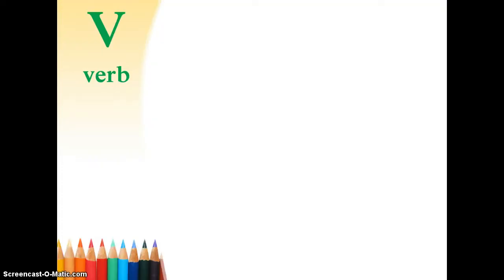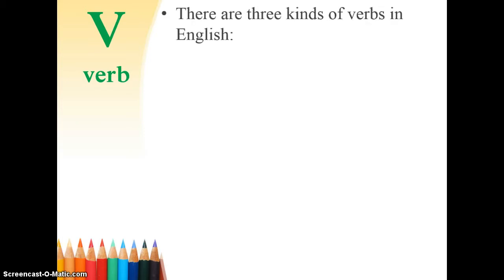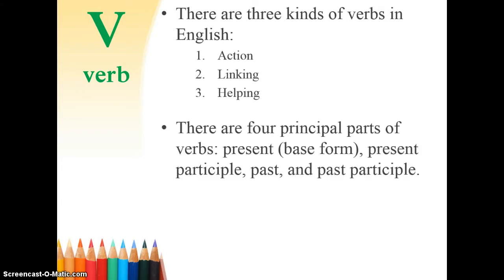The first letter in our acrostic is V, which stands for verb and is represented by the color green. There are 3 kinds of verbs in English. There are action verbs, linking verbs, and helping verbs. Each verb can be broken down into 4 principal parts. There's the present or base form. This is the one we use when looking a verb up in the dictionary. There's present participle, past, and past participle.